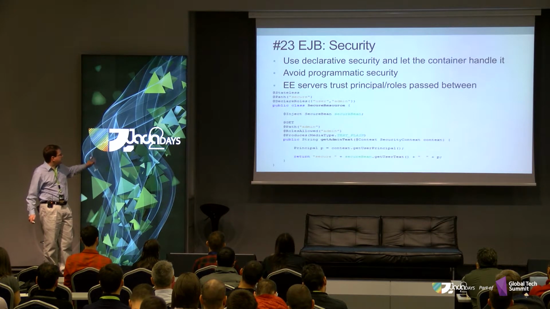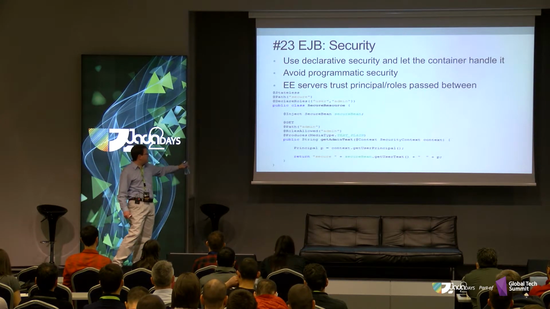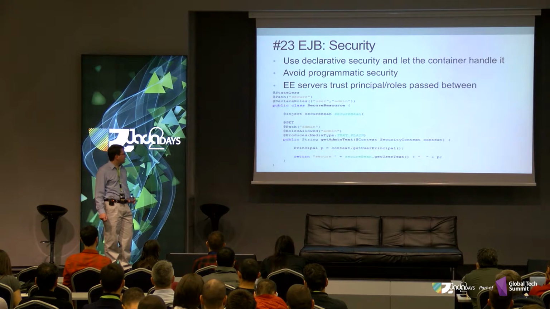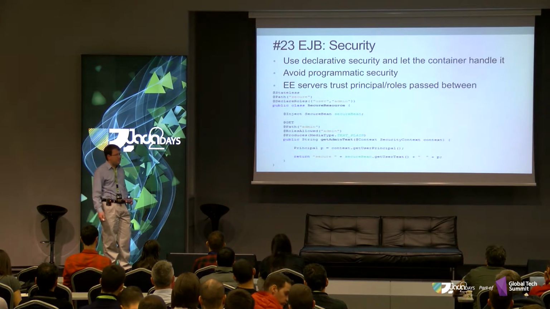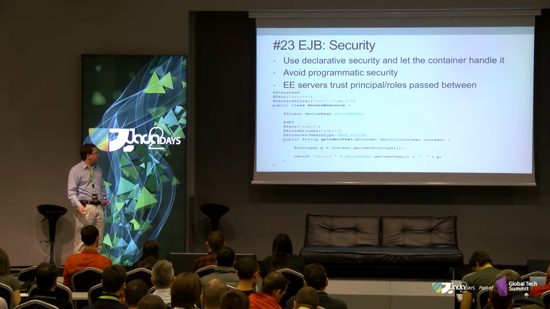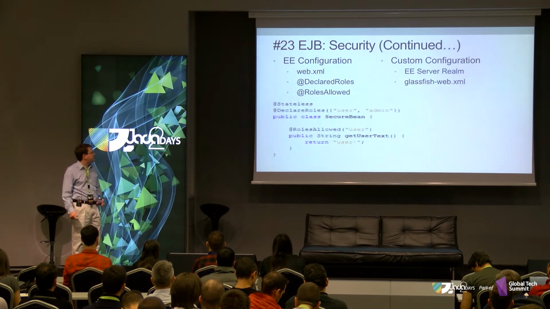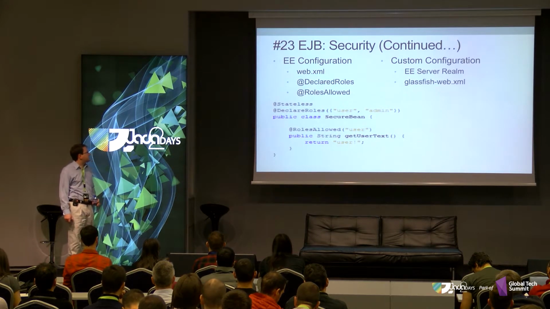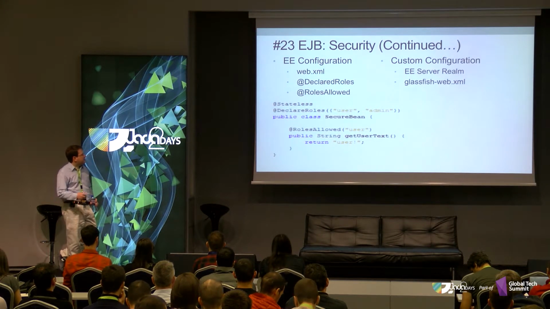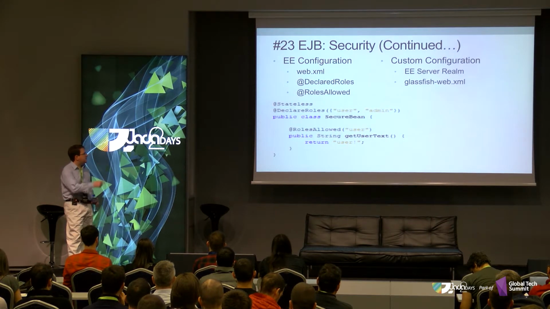So in this case right here, you can see that we declare what roles this class will use, and then on the methods we specify what roles are allowed to actually invoke that method. The container will handle ensuring that the user has that role and can actually call that method, so you don't have to implement the security yourself. For the EE configuration, you're configuring it in web.xml or via the declared roles and roles allowed. And then there are mappings between what your application provides and what the container is using as roles, so that goes into your deployment descriptor.